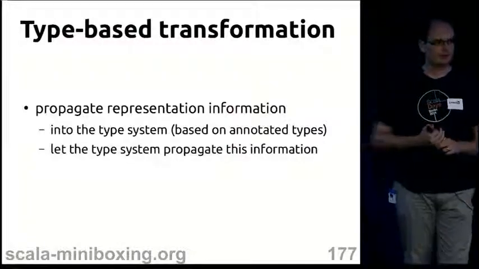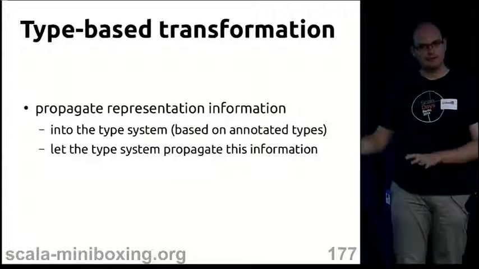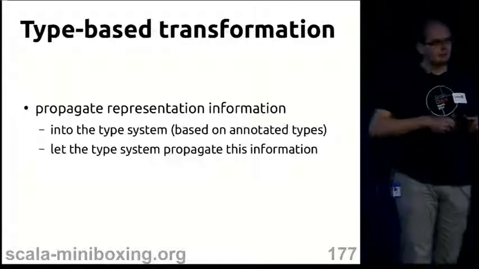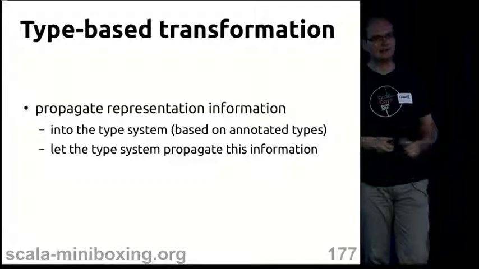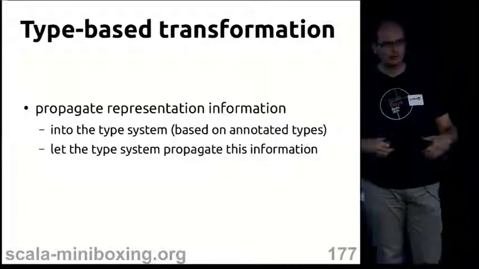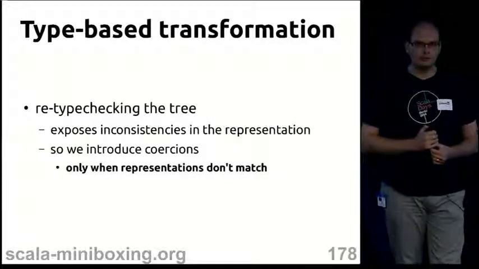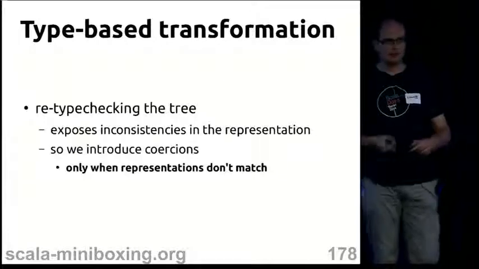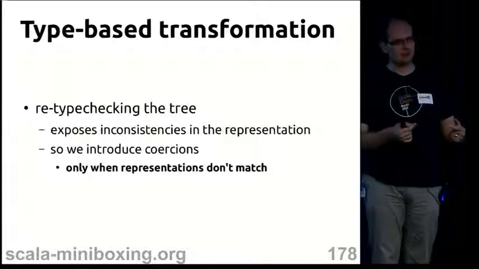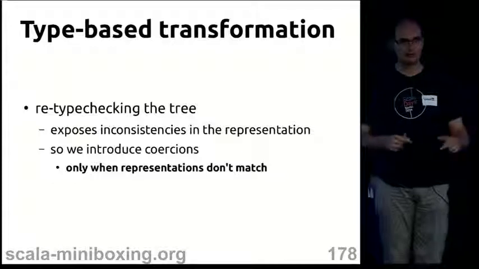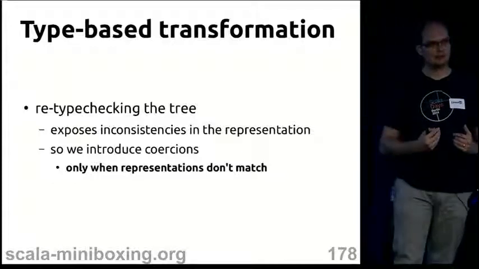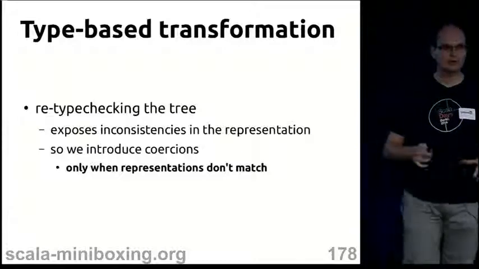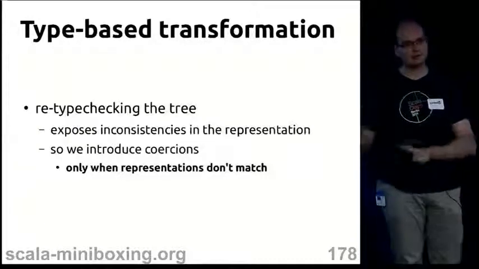The main insight of a type-driven transformation is that we give this representation information to the type system. So we propagate this information in the type system and let the type system reason about representations. So all we need to do is make it explicit. Okay, and then what happens is that retype checking the tree, so giving it back to the type checker and saying, okay, check it again, tell me where you find errors, actually helps us introduce coercions. Wherever there's a mismatch, we know there's a coercion that needs to be inserted, because the tree originally passed through the type checker was okay, and then we made this choice of splitting things up. And then it started having mismatches, representation mismatches, that translate into type mismatches.